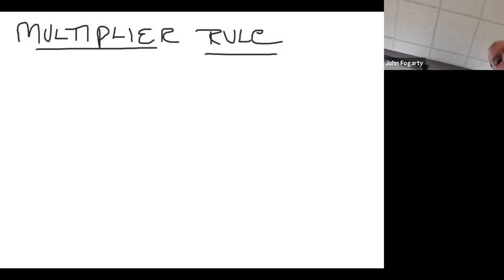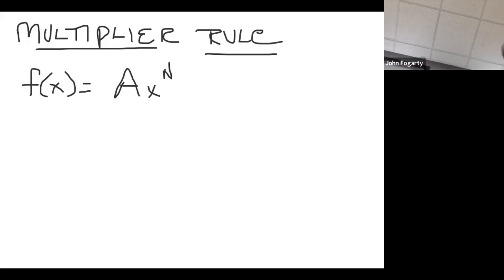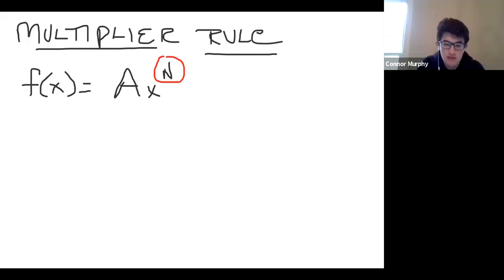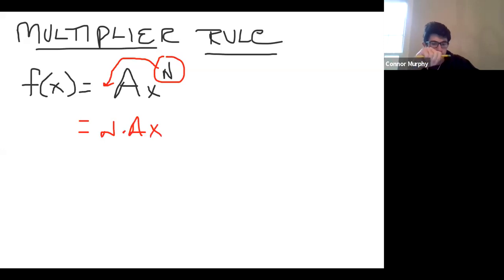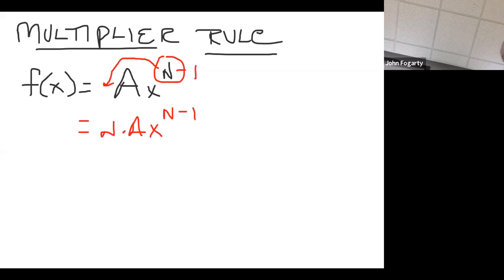The multiplier rule is what you do when you have something that looks like the power rule, but you have a different coefficient. All right. What do you think, Murph? Do you think the rules change? No. What do you think you do at the end? You multiply by the a. Yeah, you just move it out front. And then what do you do? Subtract 1 from the exponent. And then there you go.